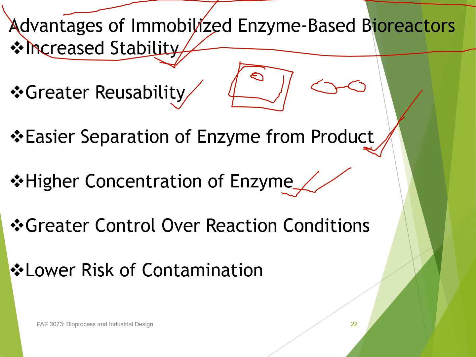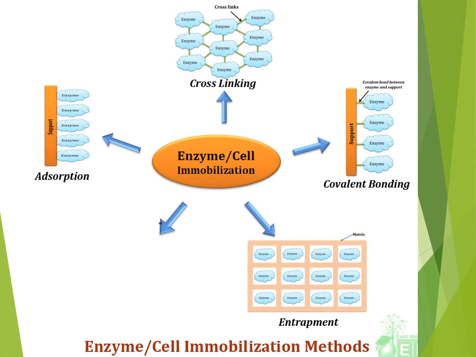Okay, greater control over reaction condition. How? Because immobilized enzyme can be used in a continuous flow system, which allows for greater control over the reaction condition. So this can lead to more efficient and consistent results. Okay, and lower risk of contamination, because it is attached to support material, so it reduces the risk of product rejection due to contamination. Okay, understand? So this is only the recap.